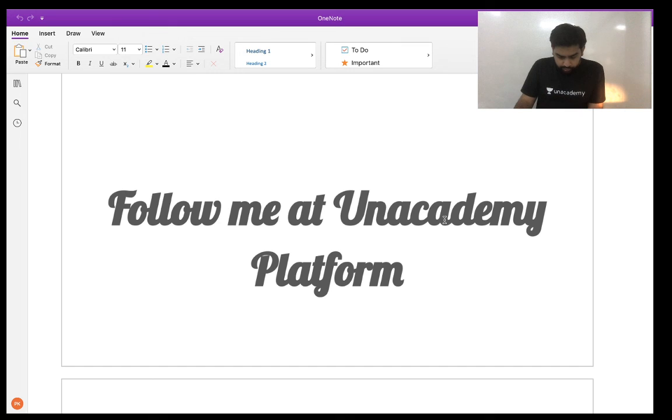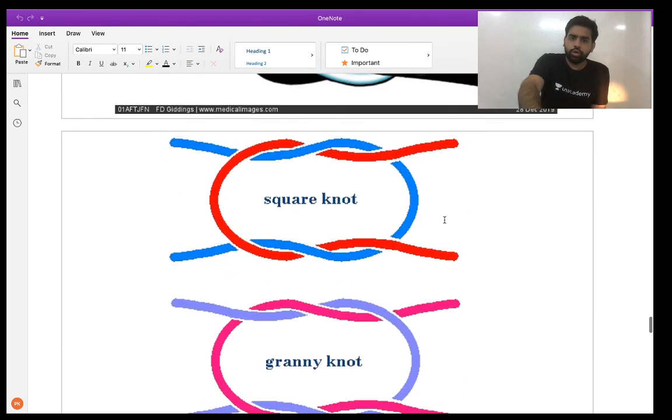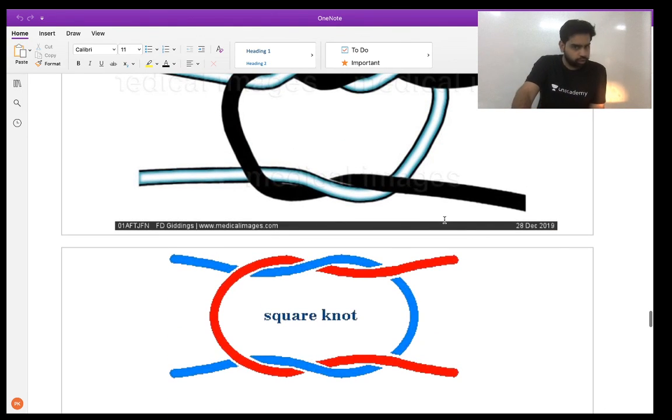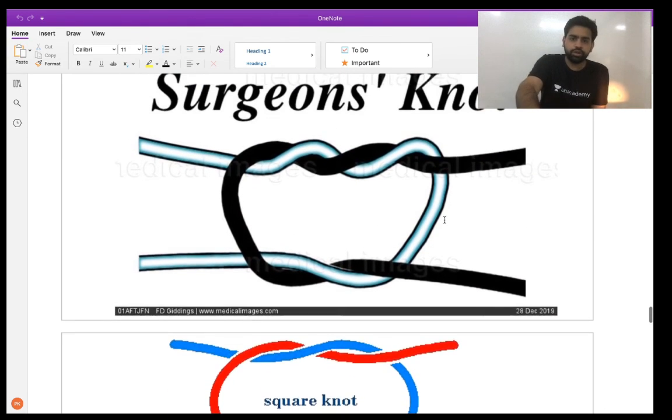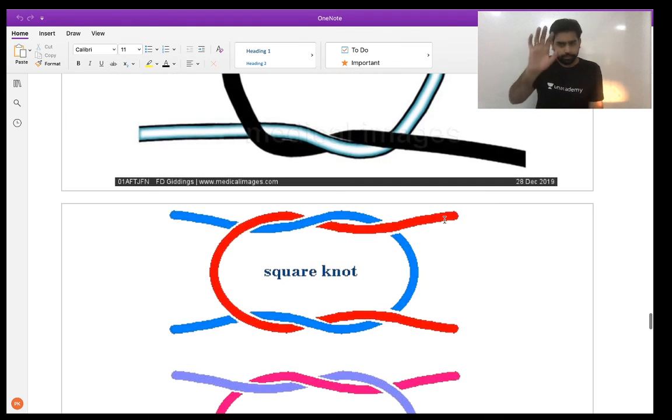And sir, I asked about what is the difference. Okay, so you mean what is the difference? So see, understand. Surgeon's knot is more secure. So both are secure knots, but this is how you take up a surgeon's knot. What is the difference in the technicalities?